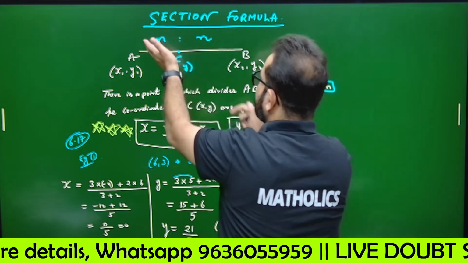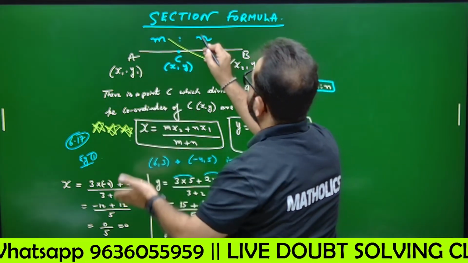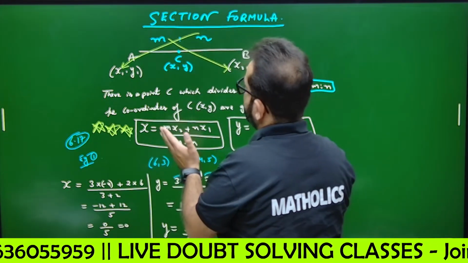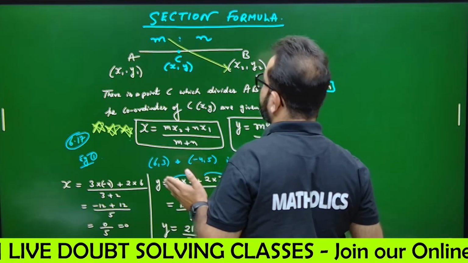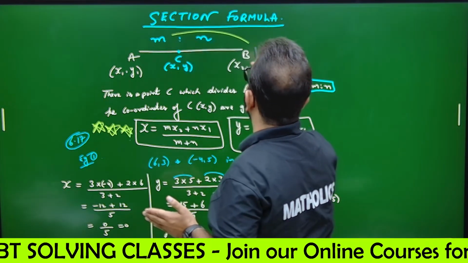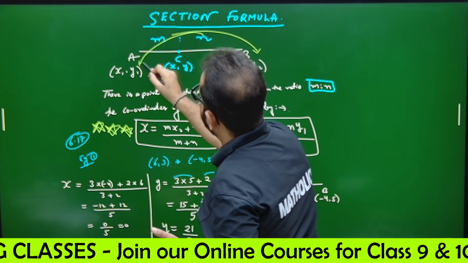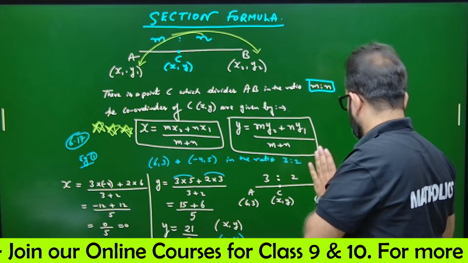See, you have to multiply like this, m into x2 and n into x1 upon m plus n. Then you will multiply what? If you have to find y, you will multiply m into y2 plus n into y1 upon m plus n. Sorted? Copy this.